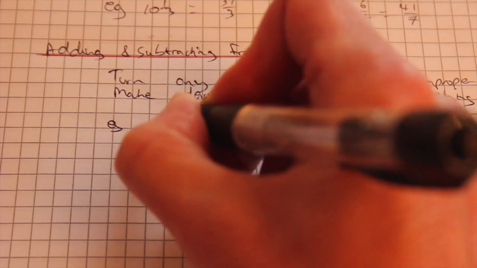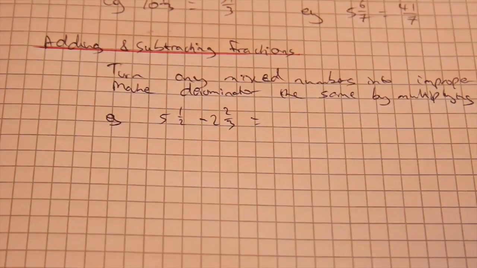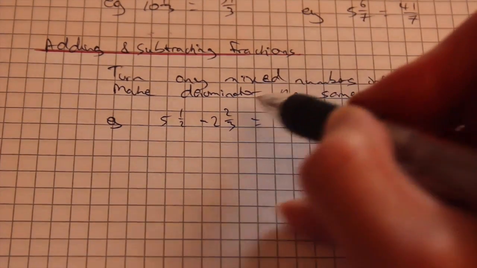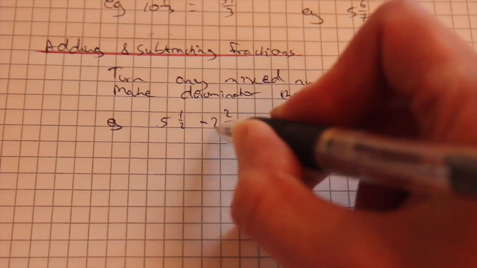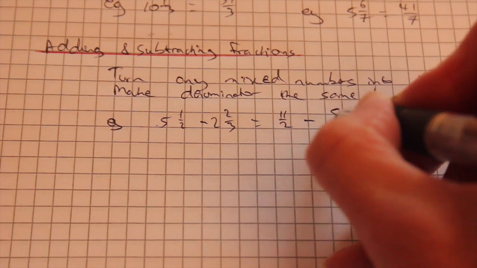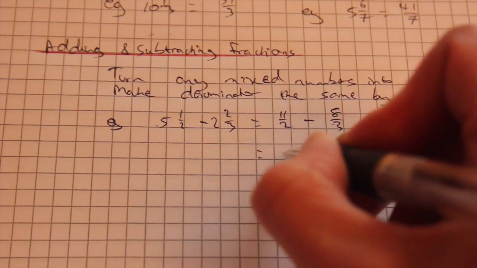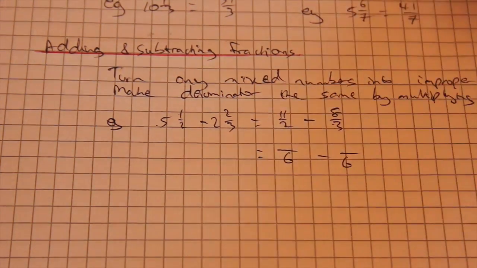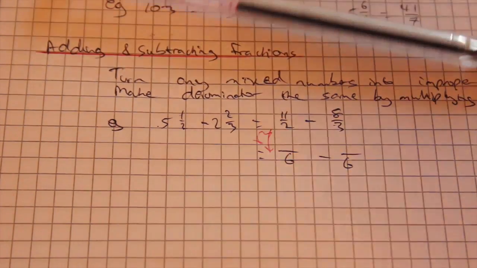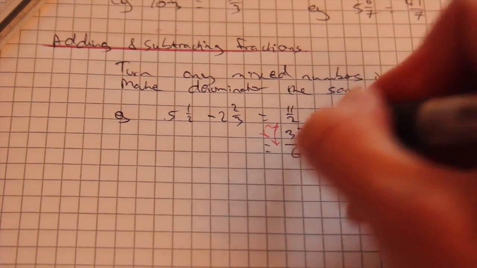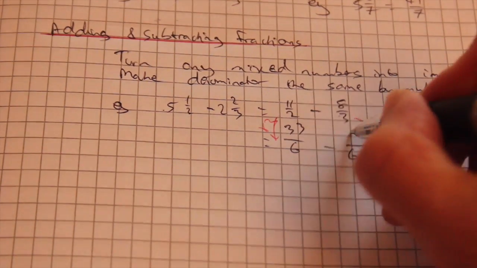Say if you had 5½ minus 2 and 2/3. Change them into improper fractions first. So it'll be 5 times 2 is 10, add 1, 11 over 2. 2 times 3 is 6, add 2, 8 over 3. Make the bottoms the same. 2 and 3 both go into 6. To change your 2 to a 6, you have to times it by a 3, so you must times the top by a 3. To change your 3 into a 6, you times it by 2, so you must times the top by 2.